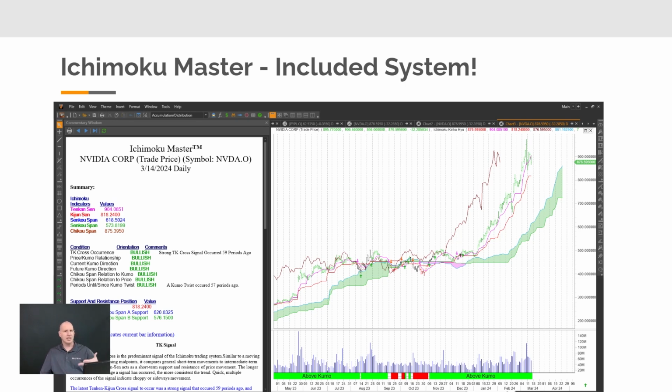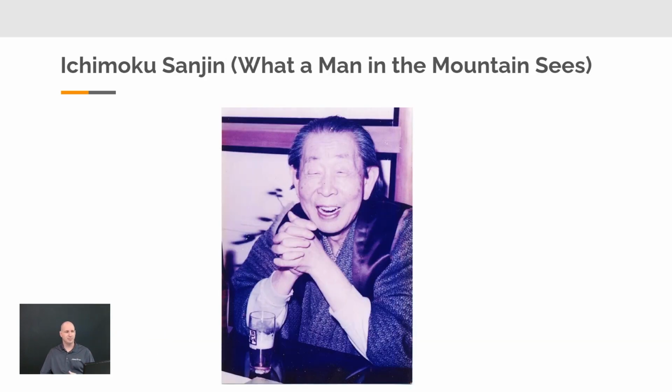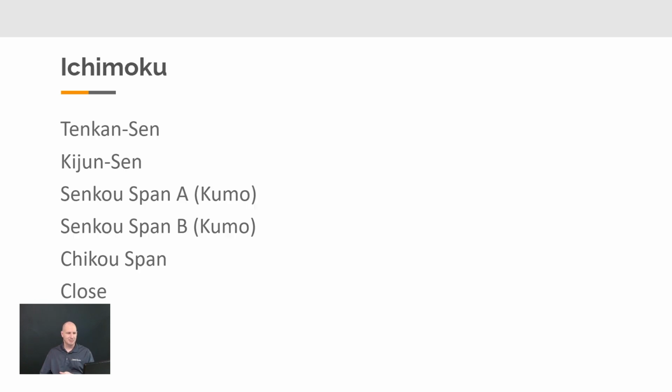We're just going to quickly give you an overview of some of the indicators, talk about what's included in the system and why it can be beneficial to you. The Ichimoku Sanjin, What a Man in the Mountain Sees, was developed by this fine gentleman right here, and it gives you these different indicators.